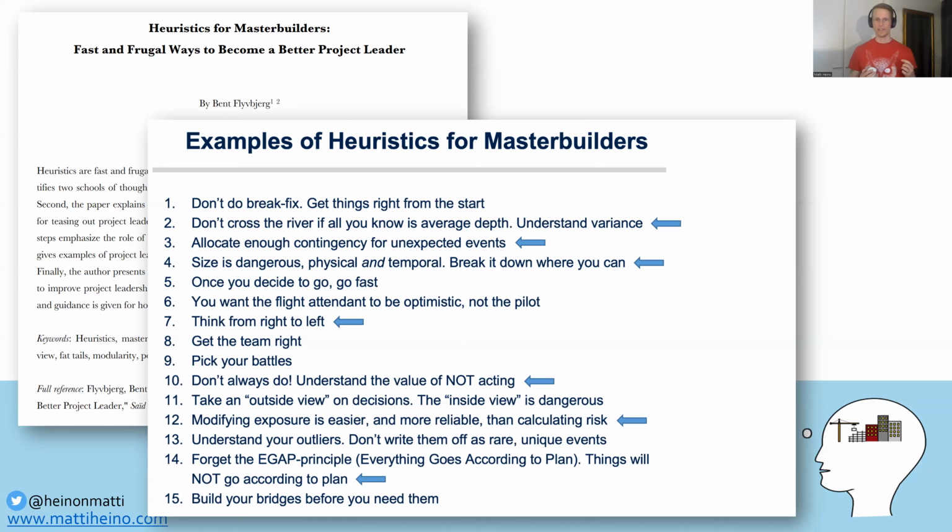And there's the EGAP principle, and we'll talk more about it later. Really, you should try to plan such that you don't rely on the data being right and your forecasts being right, but you actually try to position yourself in such a way that when things fail, they don't cause these domino effects where everything will fail because one project failed, for example.